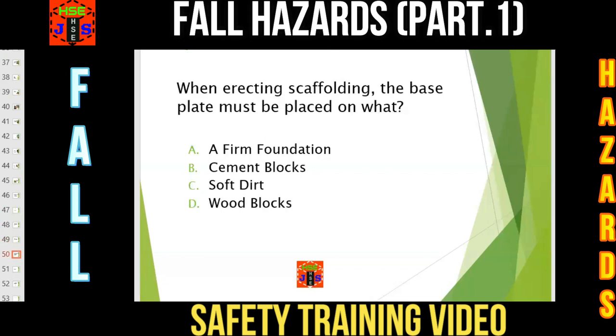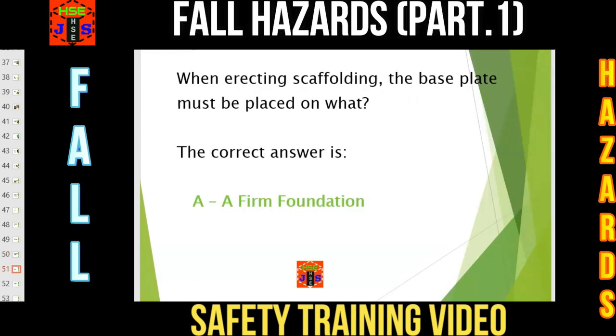Question number 3. When erecting scaffolding, the base plate must be placed on what? A, a firm foundation. B, cement blocks. C, soft dirt. And D, wood blocks. Which one is the correct answer? A is the correct answer. When erecting scaffolding, the base plate must be placed on a firm foundation.